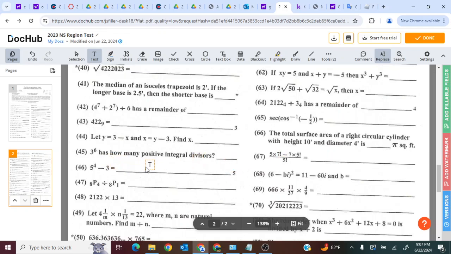Okay, 5 to the power of 4 minus 3. 5 to the power of 4 in base 5 is 1, 0, 0, 0, 0. Subtract 3, and you get 4, 4, 4, and then a 2 left over.